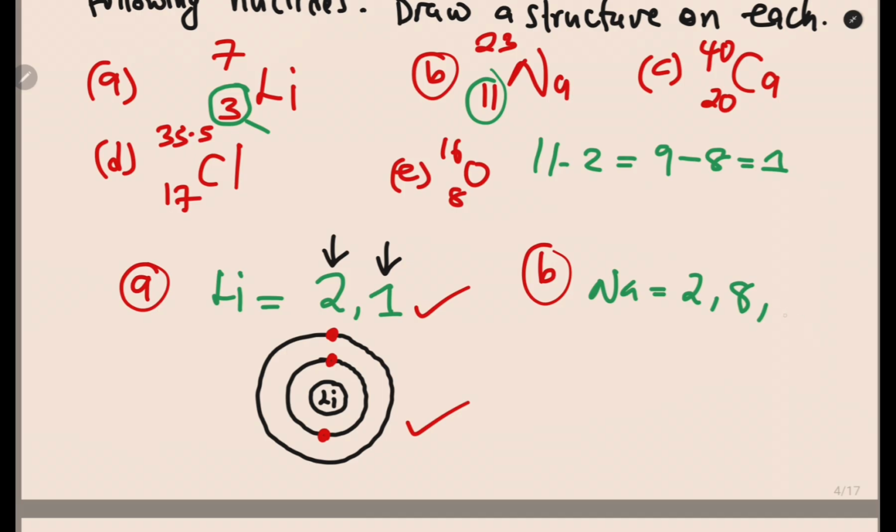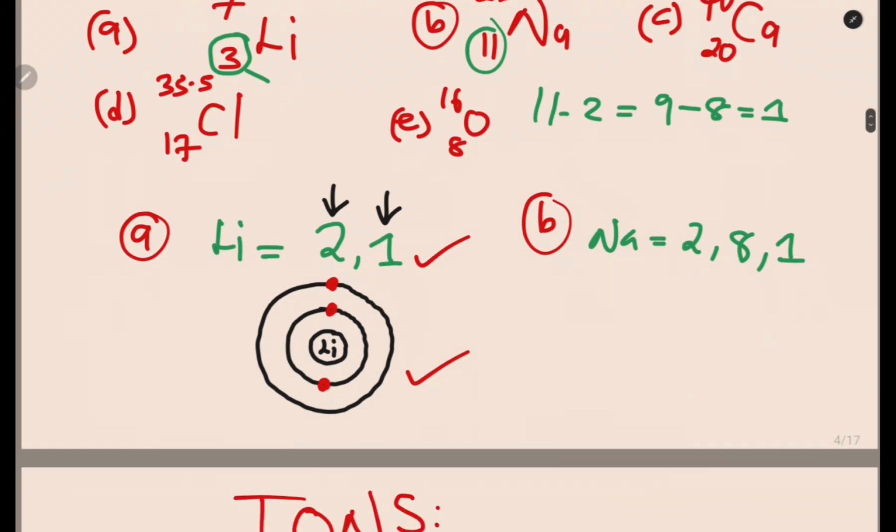The third shell can accommodate 8 or 18, but only if the electrons are less than 18, and also less than 8 for the outer shell. So the remaining one, we are just going to put there, in the third shell. So this is the configuration of sodium.